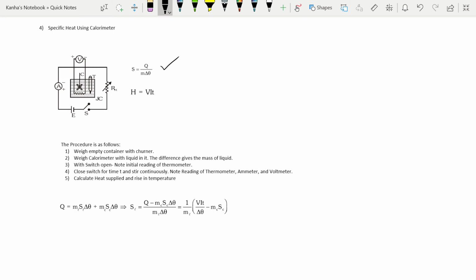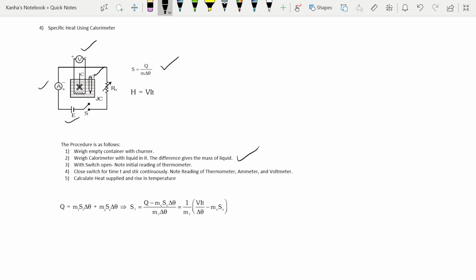Okay, the instrument is drawn in front of you. In the instrument you can see there is a calorimeter, there is a thermometer kept here, there is an ammeter, voltmeter, thermometer, and there is a cell that is providing the EMF to it. Okay, the procedure for this is extremely simple, as I've mentioned here. You first weigh an empty container with the stirrer, then you weigh the calorimeter with liquid in it, so the difference will give you the mass of the liquid.